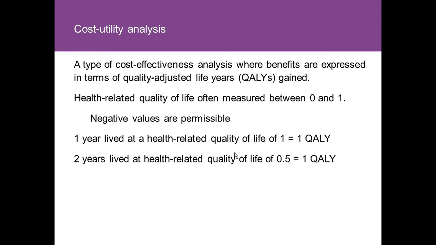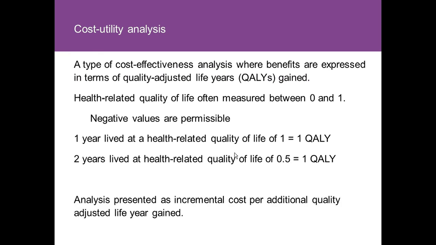To calculate quality adjusted life years, you multiply health-related quality of life by the amount of time in which that health state was lived. So, for example, living 1 year at a health-related quality of life of 1 equals 1 quality adjusted life year. Living 2 years at a health-related quality of life of 0.5 also equals 1 quality adjusted life year. The analysis outcome of a cost-utility analysis is often presented as an incremental cost per additional quality adjusted life year gained.